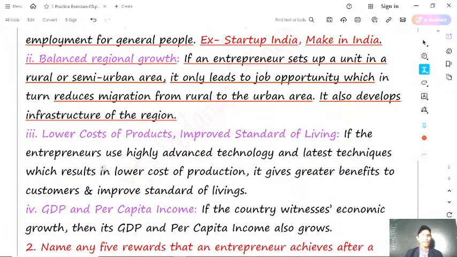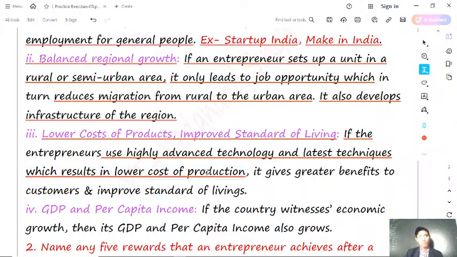Along with this, the third point is lower cost of product, improved standard of living. Generally, what happens if the entrepreneurs use highly advanced technology and latest techniques, which result in lower cost of production, it gives greater benefit to customers and improves standard of living. Generally, what happens if any businessman sets up in a particular area, along with this they use advanced technology and latest techniques. What happens? There would be more product.